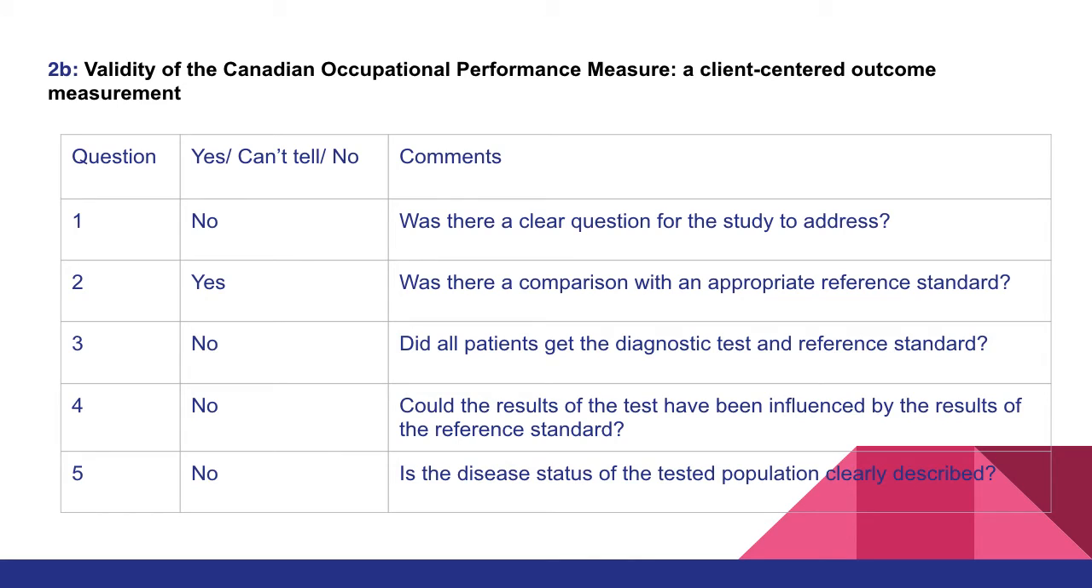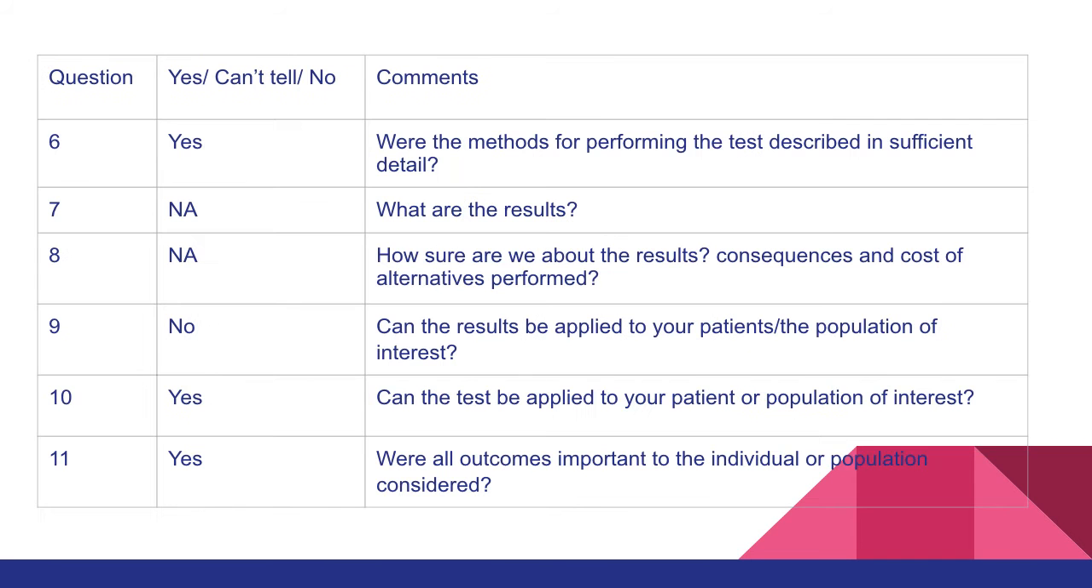The next article that was used would be the Validity of the Canadian Occupational Performance Measure, a Client-Centered Outcome Measurement. The group answered yes to question number 2, 6, 10, and 11. For the items fulfilled in the criteria, the test was compared to appropriate reference standards, which are DIP and SIP 68.